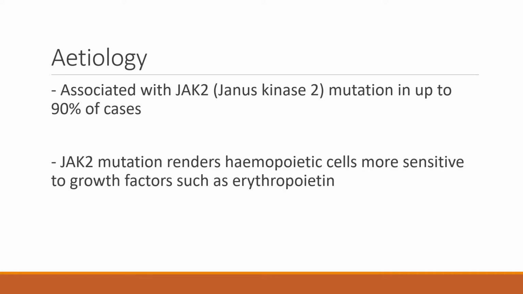The etiology of this disease is associated with JAK2, which is the Janus kinase 2 gene, with mutation in up to 90% of all cases. The JAK2 mutation renders the hemopoietic cells more sensitive to growth factors, such as erythropoietin, so more red blood cells are produced in the bone marrow.